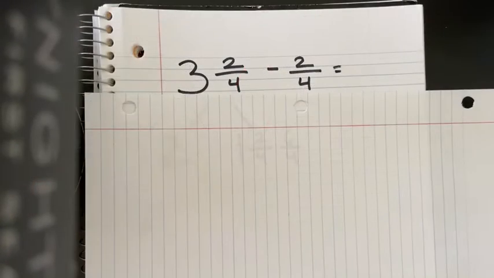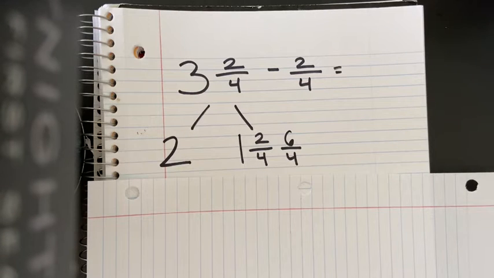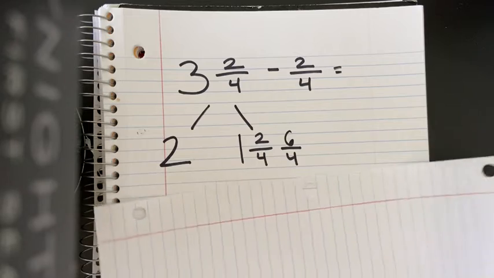Our next question asks us to subtract 2/4 from 3 2/4. So in this question, again, we want to break apart our first mixed number and make it into a whole number and an improper fraction in order to solve for the difference. Well, since I want to have a whole number on one side and a mixed number or improper fraction on the other, I'm going to take away 2 wholes from the 3, leaving me with 1 2/4 left over.